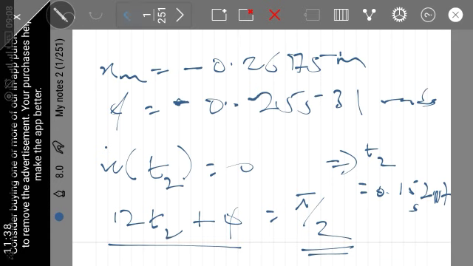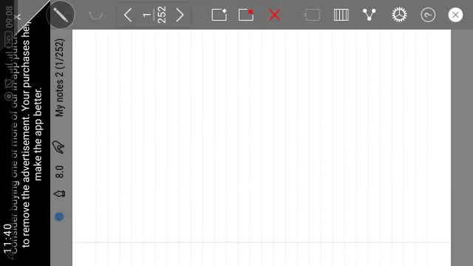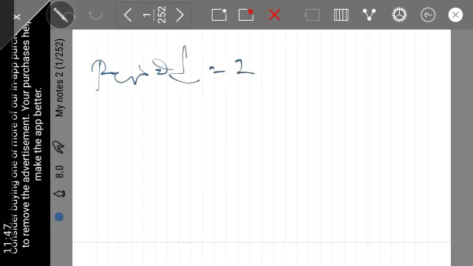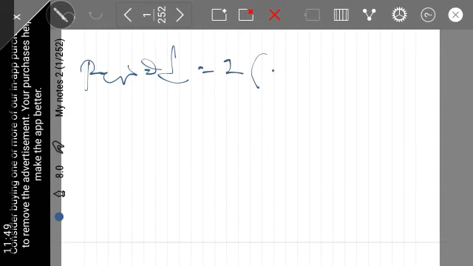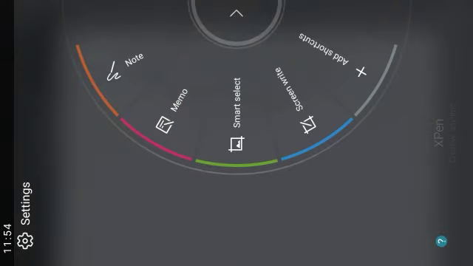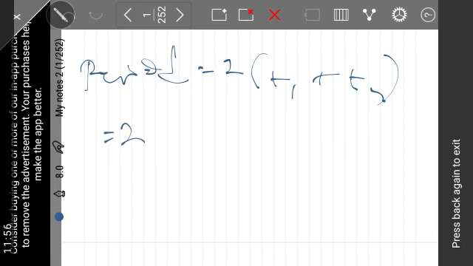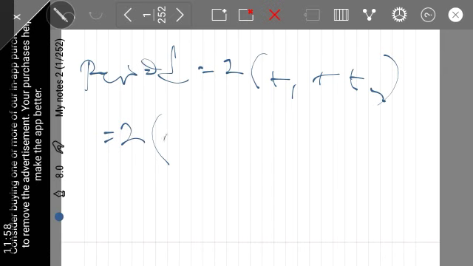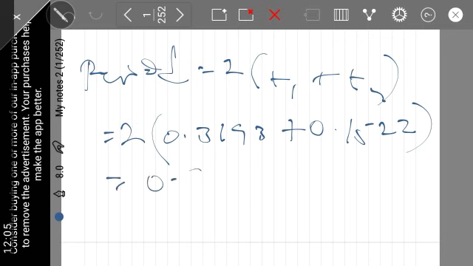Hence, we can write the period, which represents the total time of movement, as 2 times t1 plus t2. So the period is equal to 2 into 0.3193 plus 0.1522, and that is 0.94274 seconds.